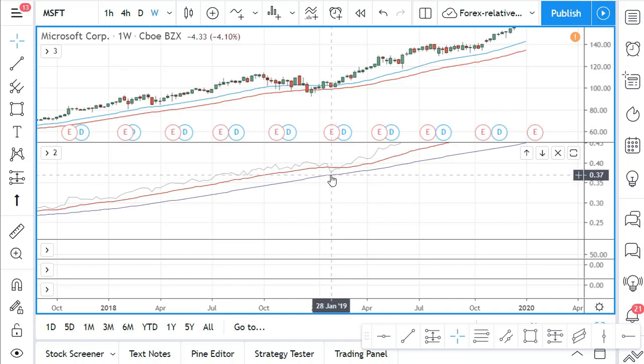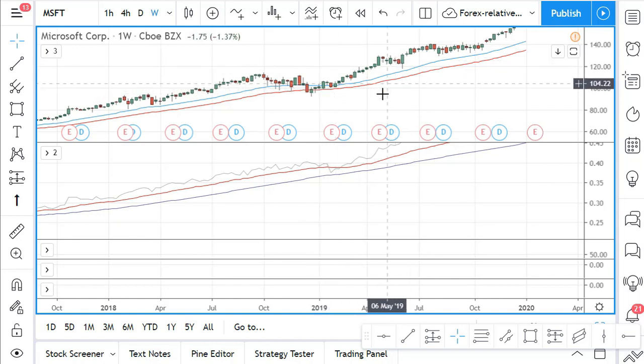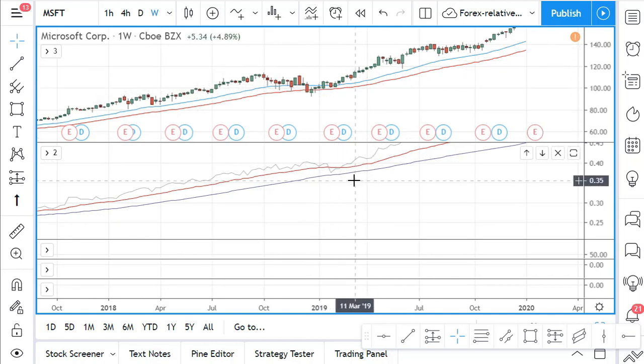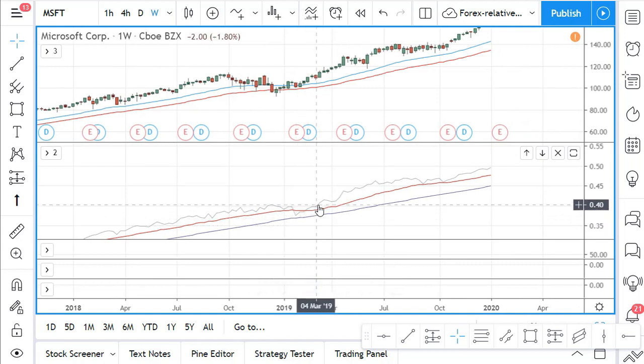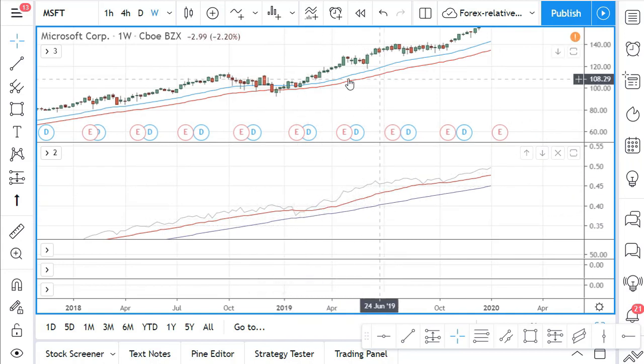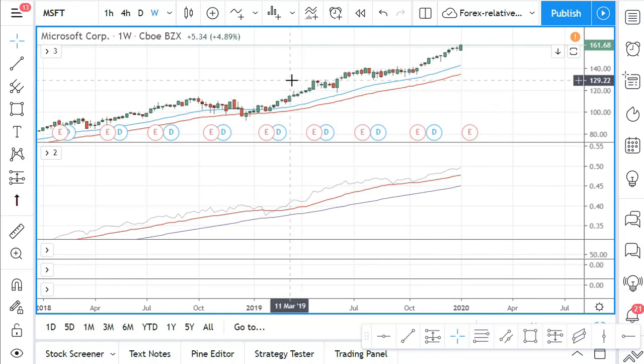But it didn't breach the lower one here, so everything was good, and the moving averages up here held as well, and we started to go up, and the relative strength moved above the red line again, so everything was good. We stayed in the stock, and it was a good investment.